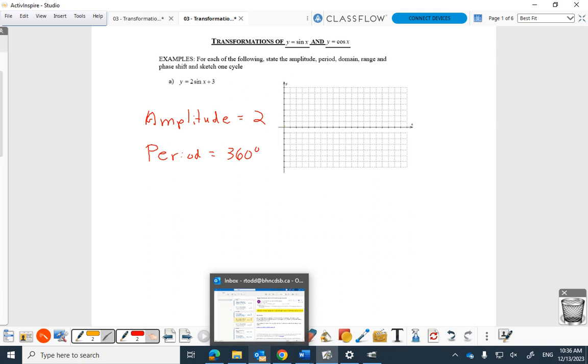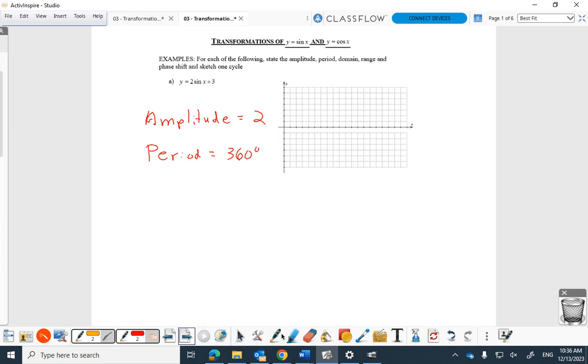Sine goes up 2, back to 0. Oops. I said up 2 and I went up 3. Up 2. Up 2. Down to 0. Down 2. Up to 0. Oh, almost did it. Mouse writing is extremely difficult.